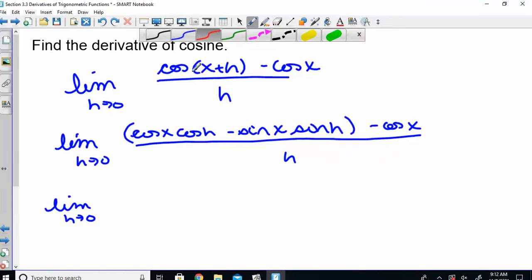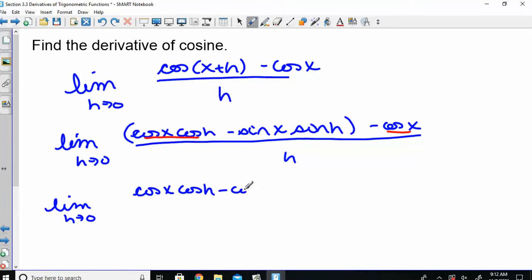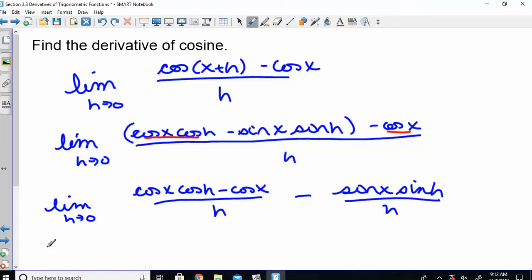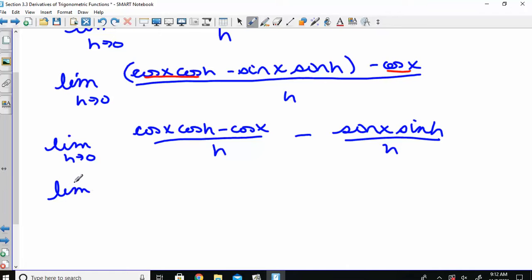Okay, we're going to take the same approach here. We see both of these have a cosine x in them, so we're going to put that together. So we'll do a cosine x, cosine h, minus cosine x over h, minus my other one was sine x, sine h over h. Then what can we do? Gotta cosine x.